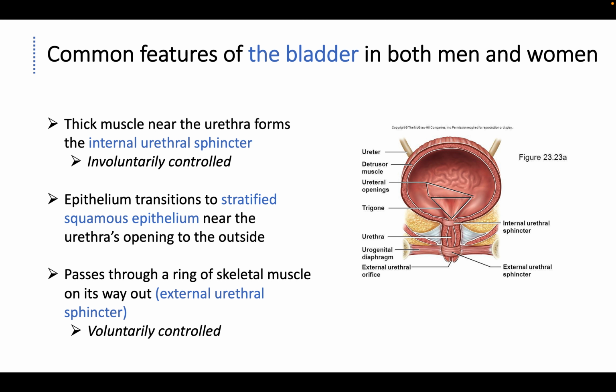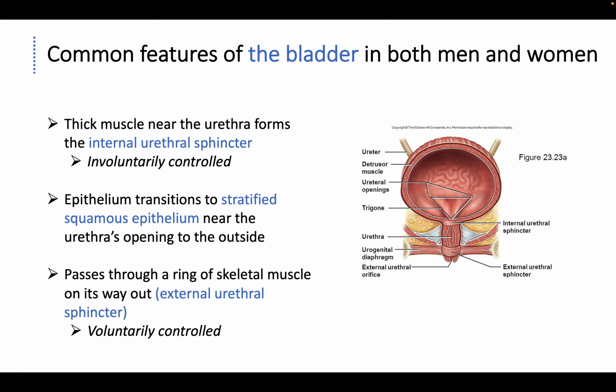This external urethral sphincter is in fact innervated by a somatic motor neuron, and so it's under voluntary control, and so we're able to consciously control the contraction and the relaxation of this external urethral sphincter. Whenever urine flows through and we consciously and voluntarily decide to relax this muscle, it opens, and it then allows urine to continue through the urethra and then be excreted through the body, right?